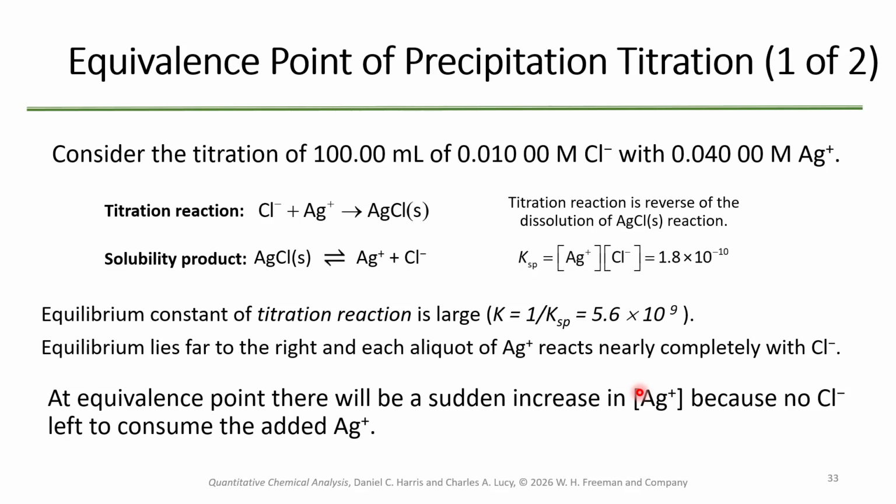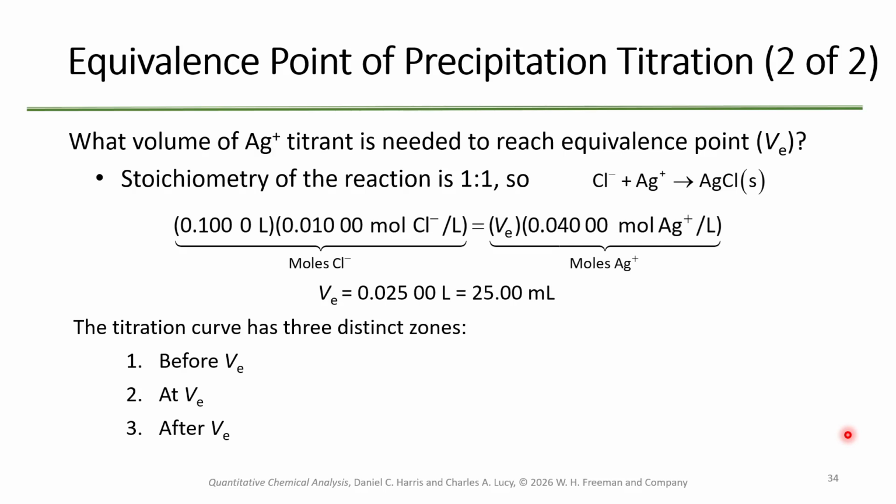Each aliquot of silver is going to react nearly completely with chloride. And so at the equivalence point, you're going to have a sudden increase in silver because you'll have no chloride left to consume the added Ag. So this would have an extreme endpoint. You basically would just jump from one state to the other. It would barely take a fraction of a drop. This would be like a fifth of a drop causing this situation. Your one drop probably overshot it by a fair amount.